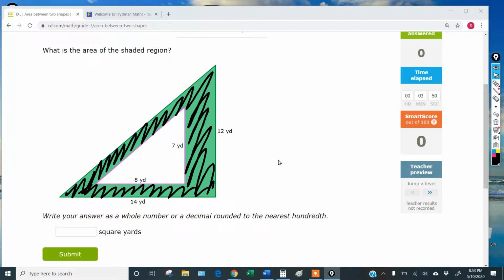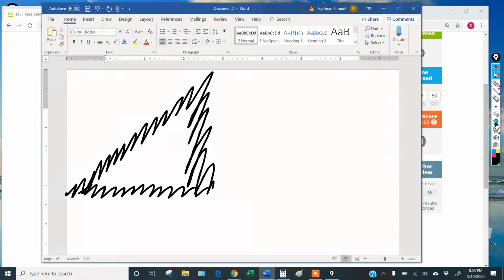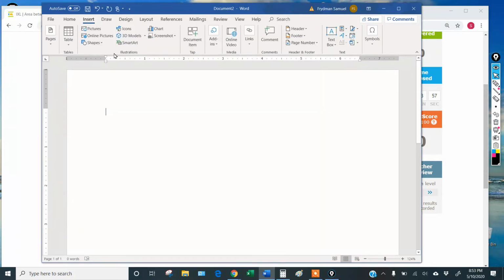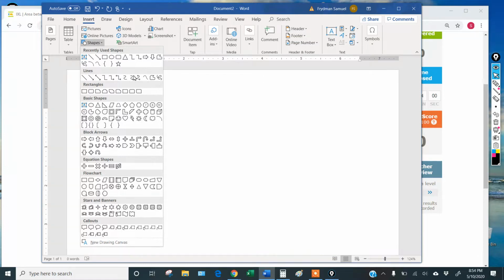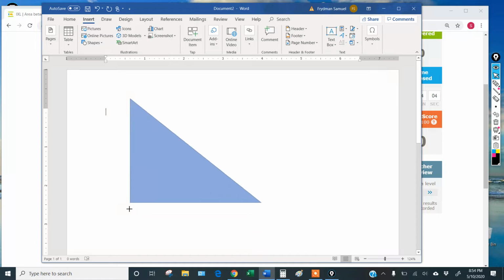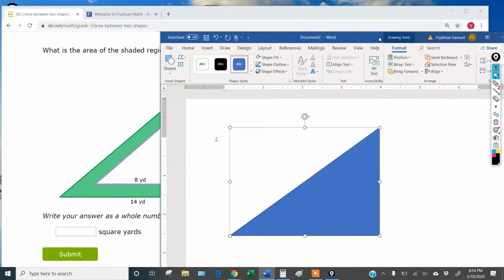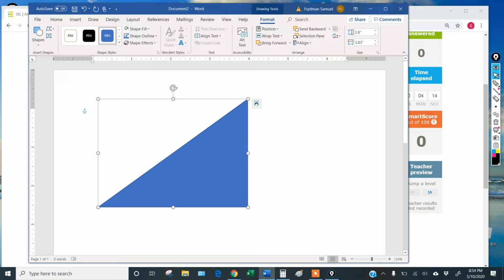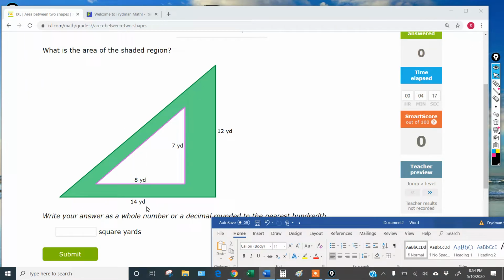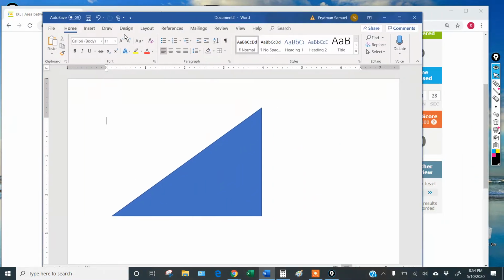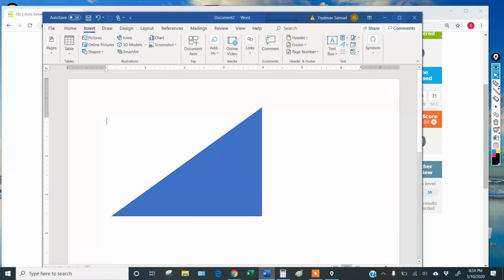So here's our strategy. It's easier for me to explain this using Microsoft Word than IXL. So let me make this look sort of like the triangle that we have. Okay, looks sort of like it, right? So we have the big outer triangle over here, and we also have a smaller inner triangle over here. Right? So we have something which looks like this.